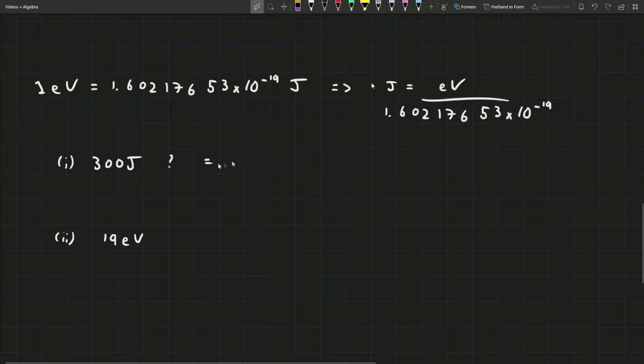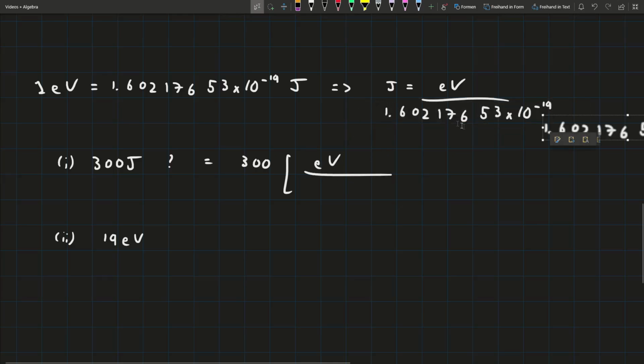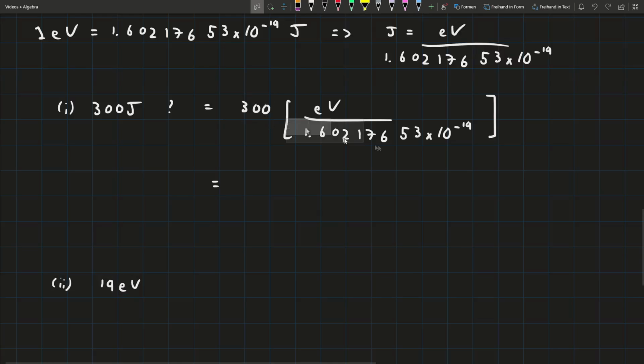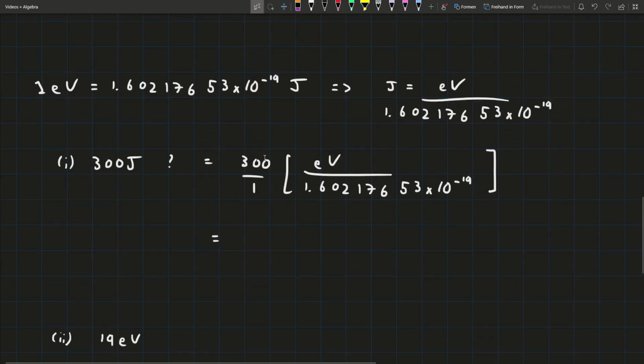And then we can just rewrite 300 and replace J with this thing, EV over, and then we take this. And then all we want is the answer in terms of electron volts. So all I have to do is combine these two numbers, because multiplication is commutative, and this 300 is like 300 over 1. So we can just multiply the two fractions and then leave the EV, because we just want it in terms of electron volts. We don't want it in terms of electron volts per whatever. And then once you put that into your calculator, you get 1.87, again I'm not doing a bunch of decimal places, times 10 to the 21. And then we still have the EV, and boom, you've converted it, and you haven't had to memorize anything.